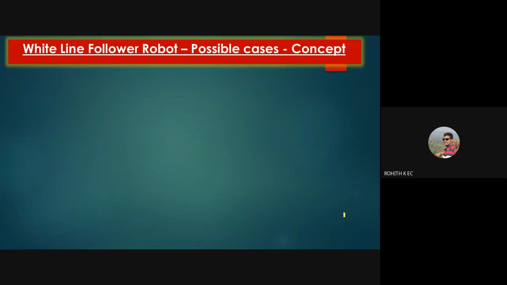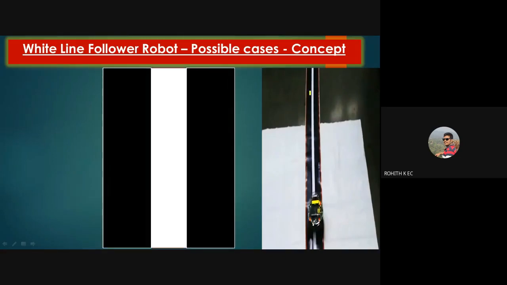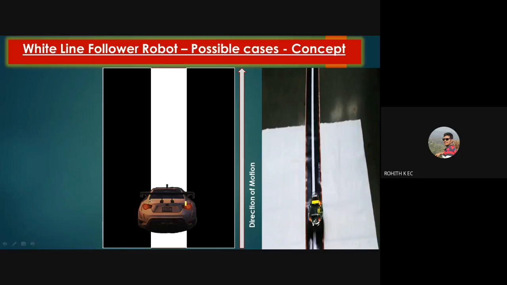Now, let us look at the possible cases conceptually. If you understand the concept of all the possible cases, you can easily correlate that with the practical cases that we are going to encounter, based on which our program is written. So this is what we want to accomplish. Our robot should move in this straight path. In order to understand the possible cases, let me consider an example. You have a car here which has to go in the forward direction. The direction of motion is shown here.